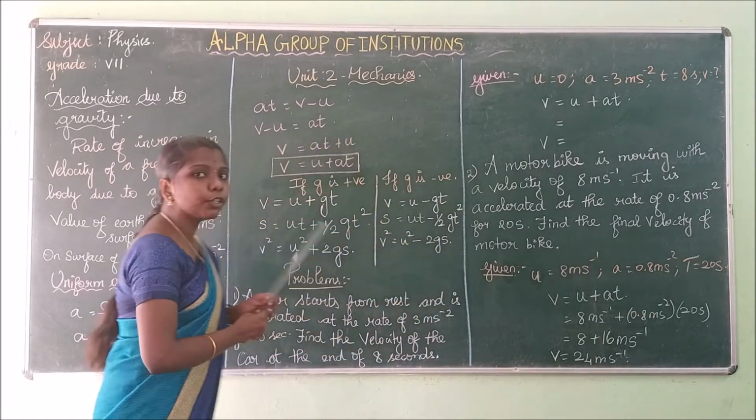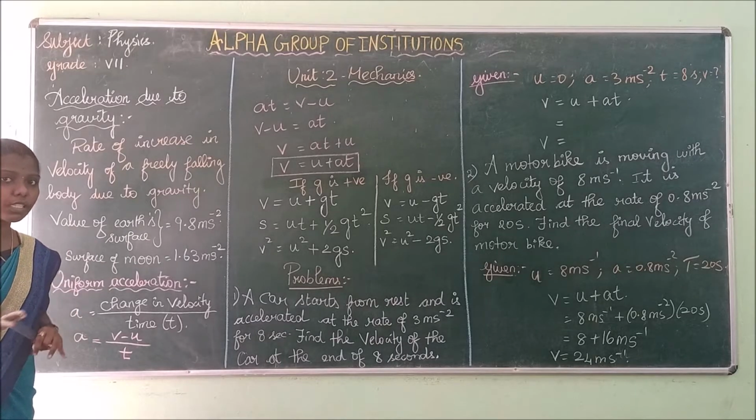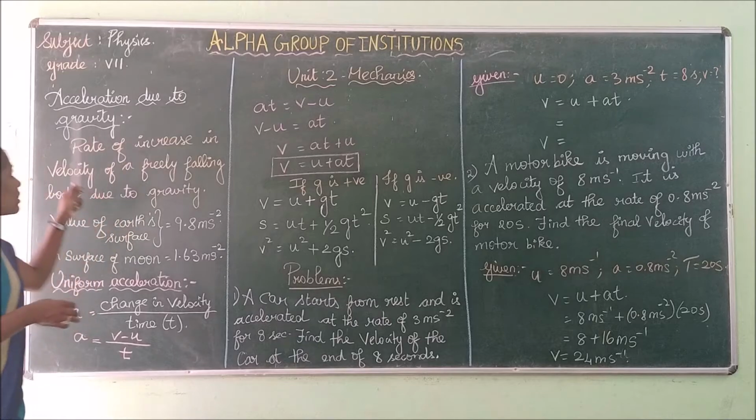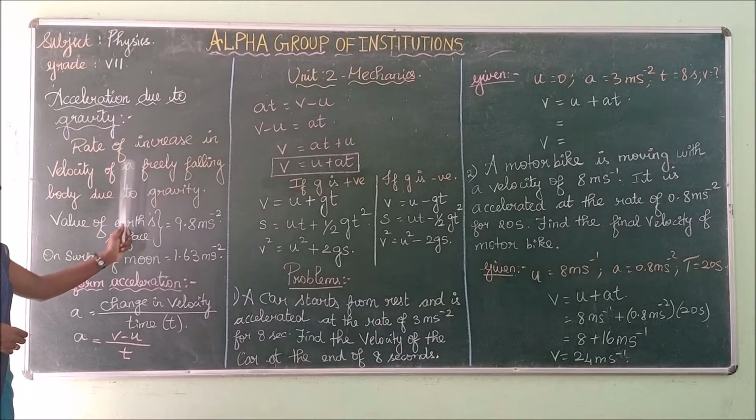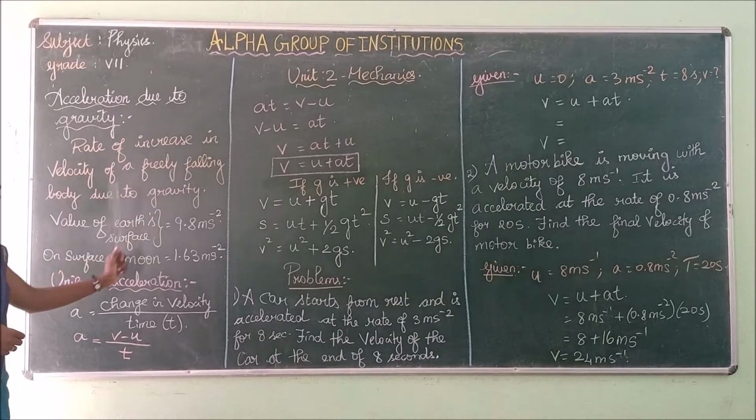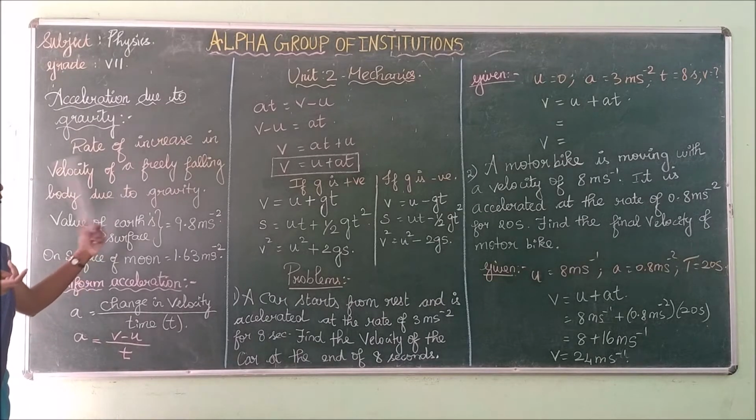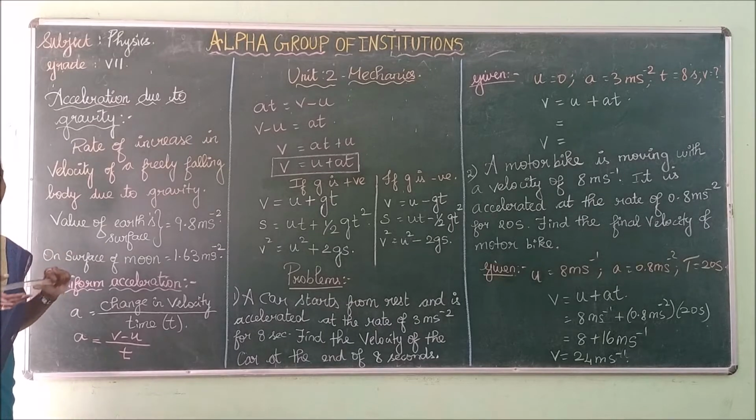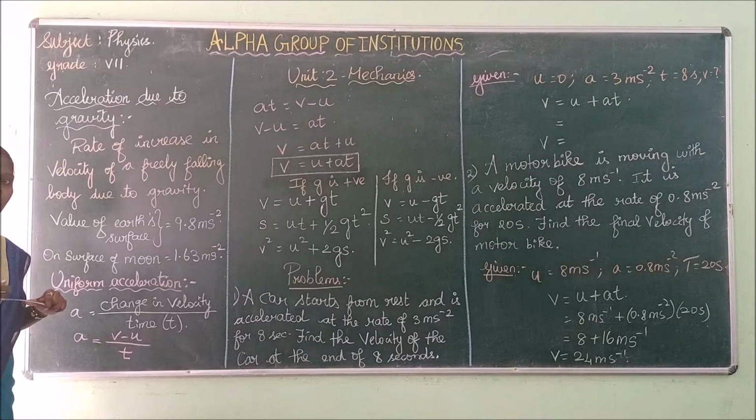Now, what is acceleration due to gravity? What is acceleration? Rate of change of velocity is acceleration. Rate of increase in velocity of a freely falling body due to gravity is called acceleration due to gravity. Gravity is nothing but attraction. An object gets attracted towards the earth's surface due to gravitational force.